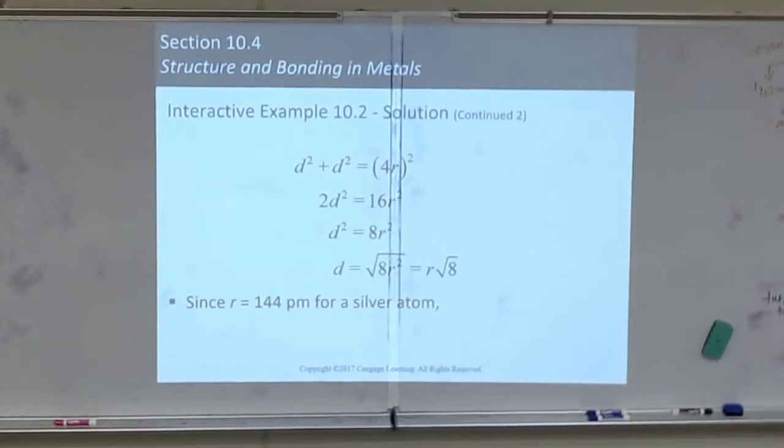So r squared over 8, and r is 144 picometers. So 144 times square root of 8, which is 2 point something, 2.2, right? What's square root of 8? Can you do that in your head? Okay. All right. So about 407 picometers.